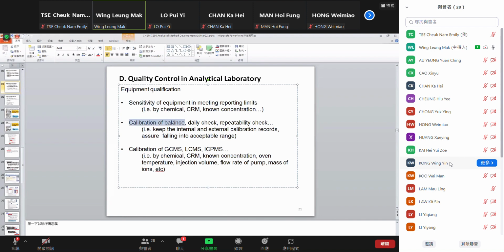Calibration of the balance, steady check, repeated check. I show you the supplementary criteria 02. Calibration is not only for the balance, also for the equipment. You also need to use the CRM of known concentration to see whether the instruments can give the response. Very simple.